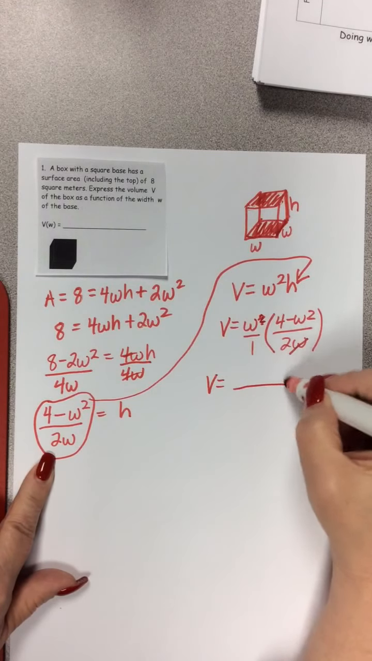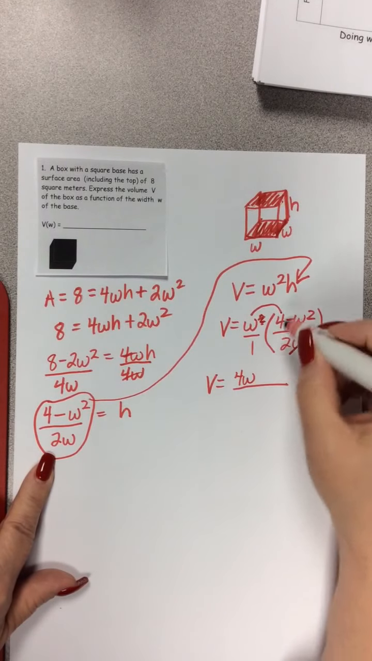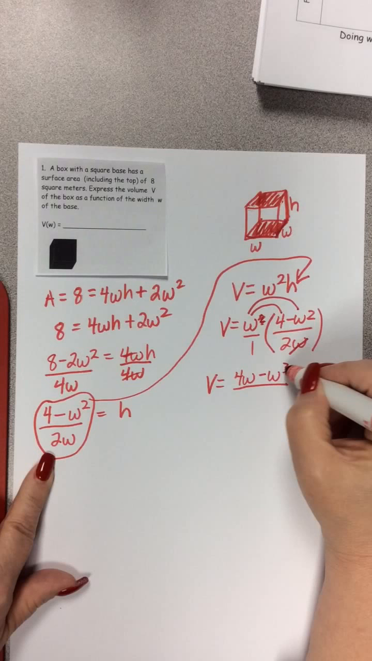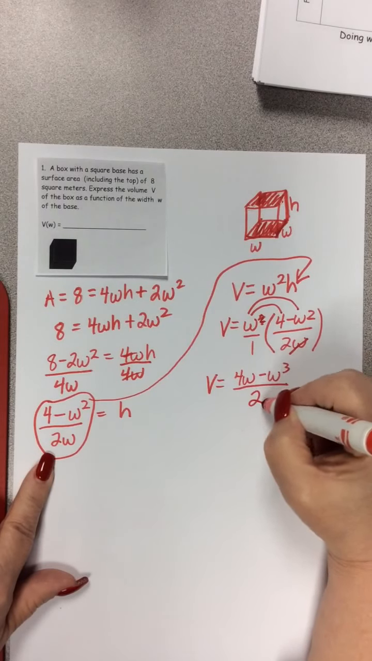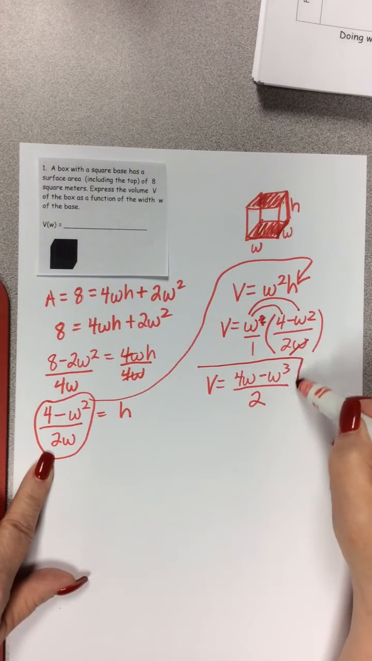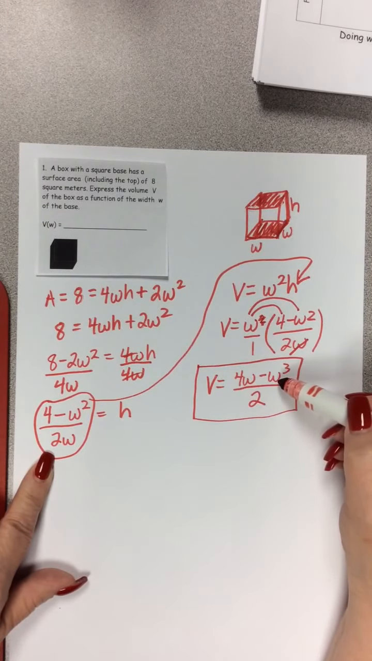And then I'm going to distribute W times 4, 4W. W times negative W squared is negative W cubed, and 1 times 2 is 2. So this is my answer. I found volume only in terms of the width here, not in terms of height.